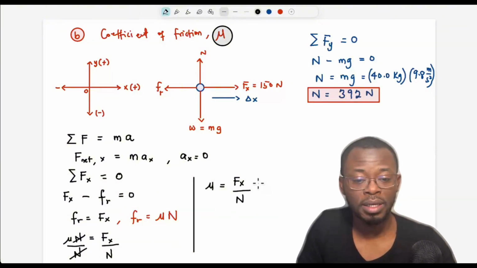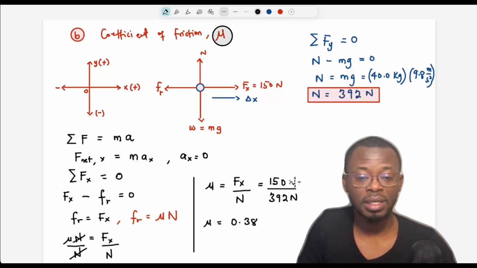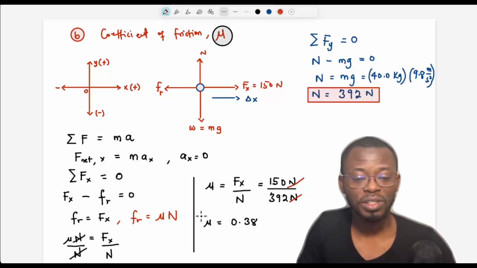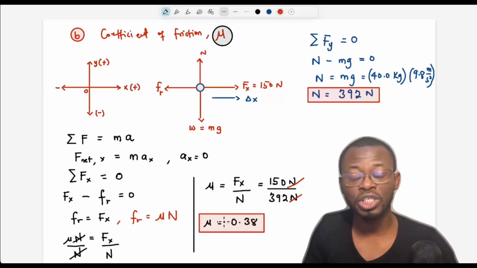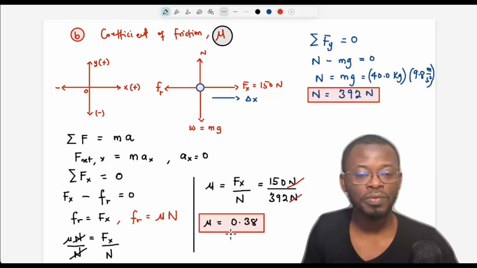Now let's plug them in. The applied force is 150 newtons, divided by the normal force, which is 392 newtons. Therefore, the coefficient of friction is calculated to be 0.38, and we can see the newtons here cancel out. So that makes this coefficient of friction a dimensionless, or unitless, constant, and it is dependent on the nature of the surfaces in contact. All right, so this brings us to the end of this problem.